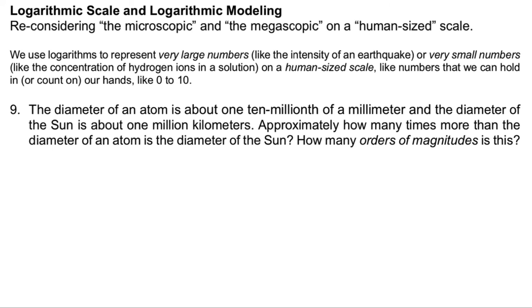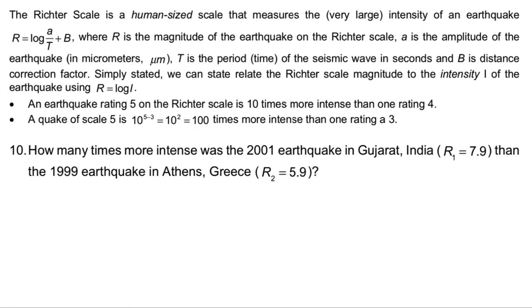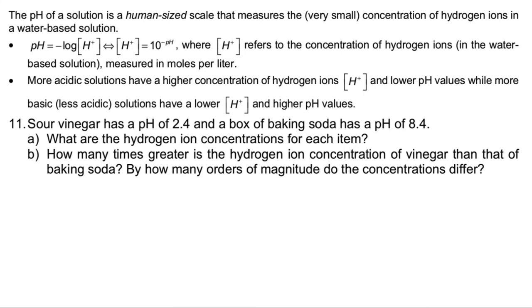So the logarithmic scale allows us to take the microscopic and the megascopic and place them on a more human-sized scale. So here we can talk about atoms, and we can talk about planets or stars in the solar system, and we can talk about the Richter scale, we can talk about pH of solutions, and get different examples of very, very large and very, very small numbers.